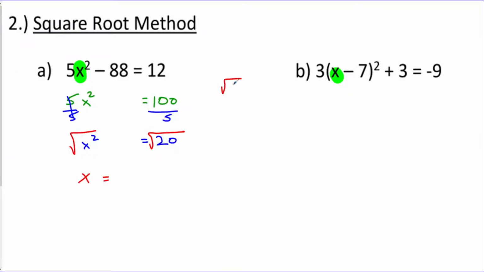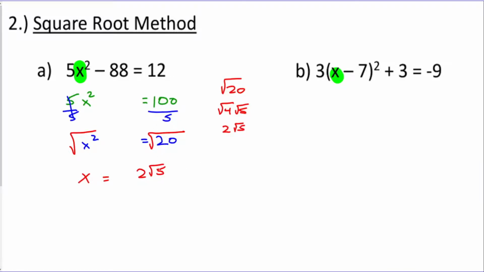So when I take the square root of 20, I'm not going to leave it, because I can simplify that by removing the perfect square. The square root of 4 is just 2, right? So I can say 2 root 5. That is the simplified version of the square root of 20, okay?